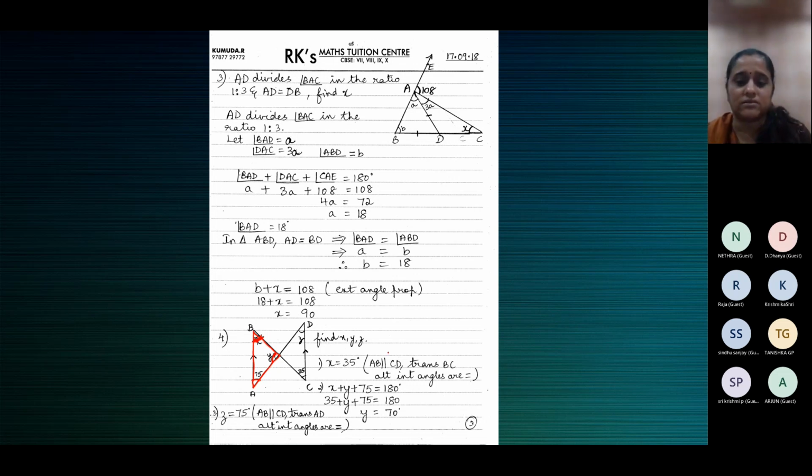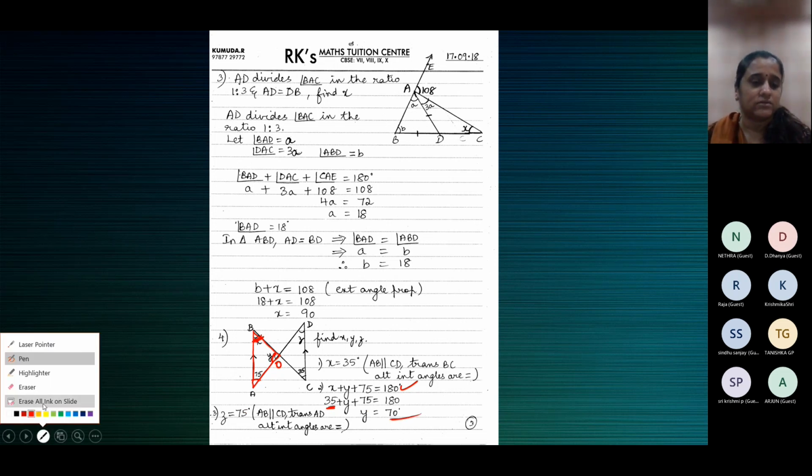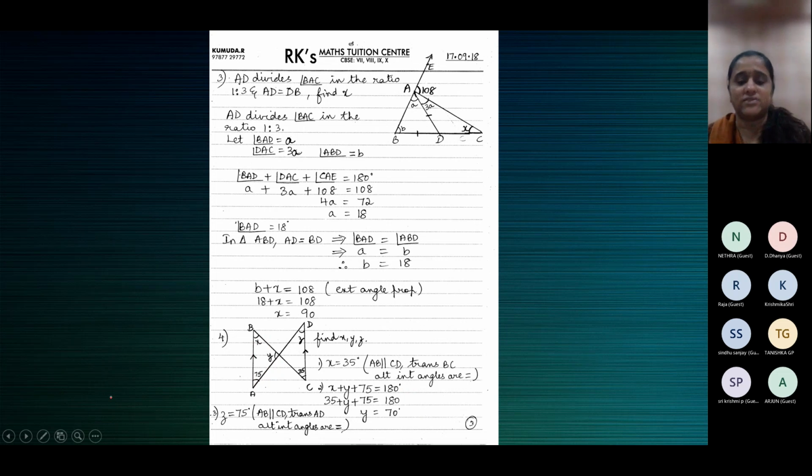So that's how we find y. In this triangle, you can mark this point O and say in triangle ABO, x plus y plus 75 is equal to 180, because the reason is the sum of the angles in a triangle is equal to 180 degrees. You have to substitute for x, solve and find y, which is 70 degrees. And z straight away.